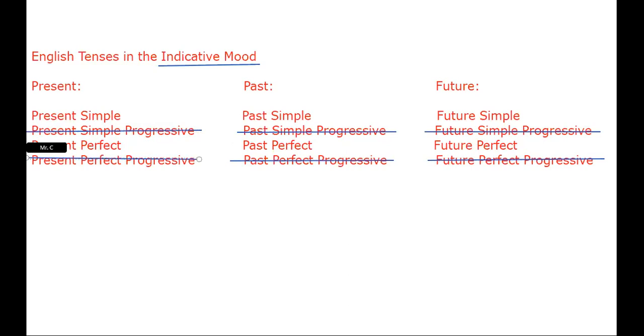By progressive, you mean continuous? Yeah, continuous or progressive, same thing. I just choose to call it progressive here because I think that's a better name for it, but you can also call it simple or perfect continuous.